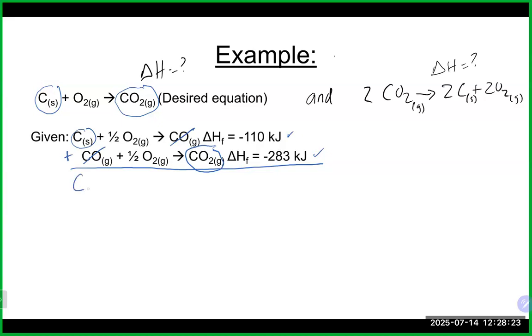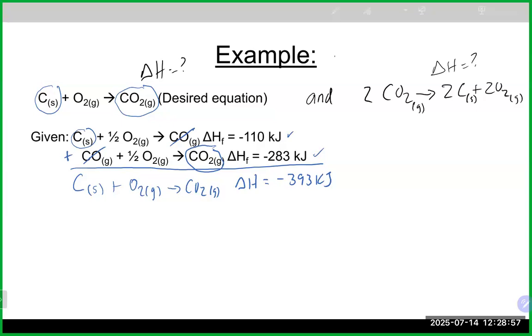And when I add them together, the CO is going to cancel. That will leave me a C on the left, half O2 and half O2 gives me a whole O2, and a CO2. And once again, in this case, for the first one, since I didn't really do anything to it, all I'm going to do is just add those numbers together. So minus 110 plus minus 283 is going to give us a negative 393 kilojoules in this particular case. First off, any questions on the first one here?